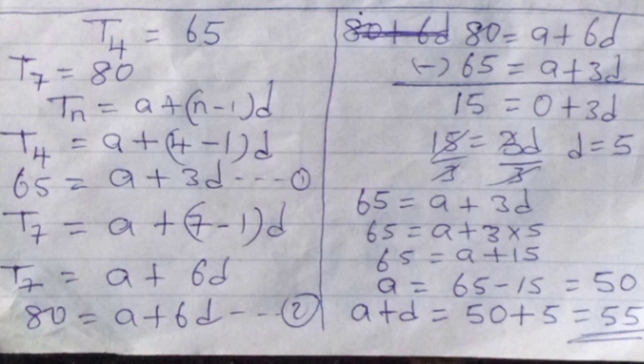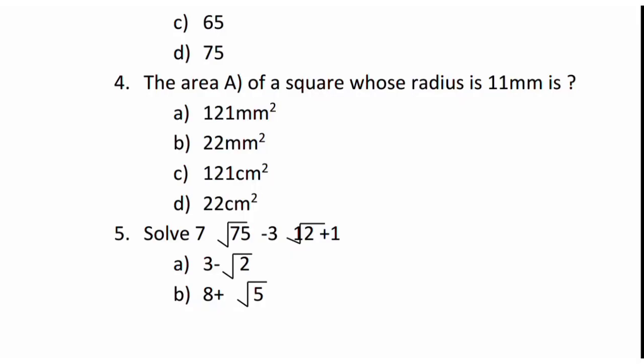So to get a, we'll have 65 is equal to a plus 3d. Then 65 is equal to a plus, d is 5, so you times it by 3. Then you subtract 65 minus 15, then you have 50. Then you add your a and your d to give you 55. Okay, let's go to the next question.